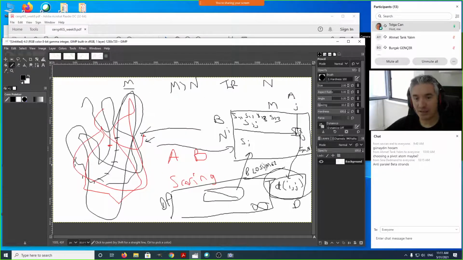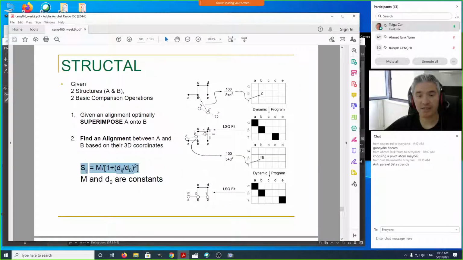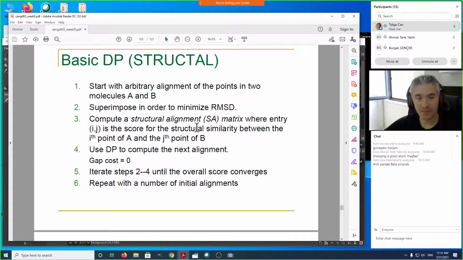So it's very similar to expectation maximization type of algorithms, in which you first fix something and optimize the other. After you optimize the other, whatever you have fixed is going to change. You come back, change that, and you do it iteratively until convergence. That's what the STRUCTAL algorithm does.